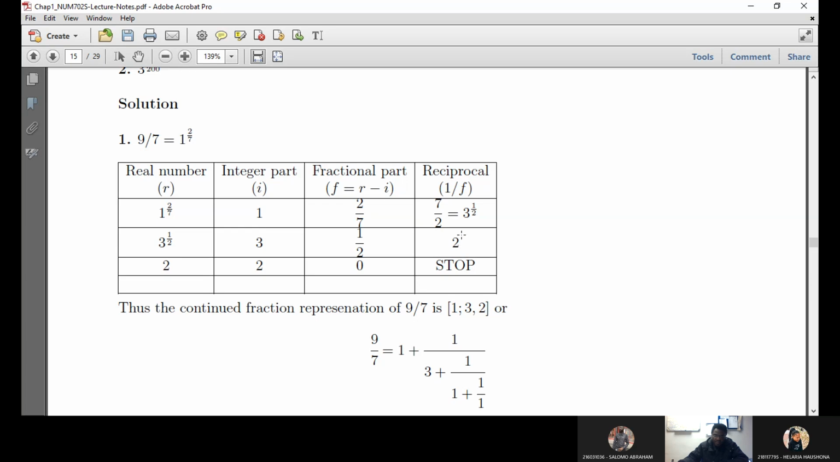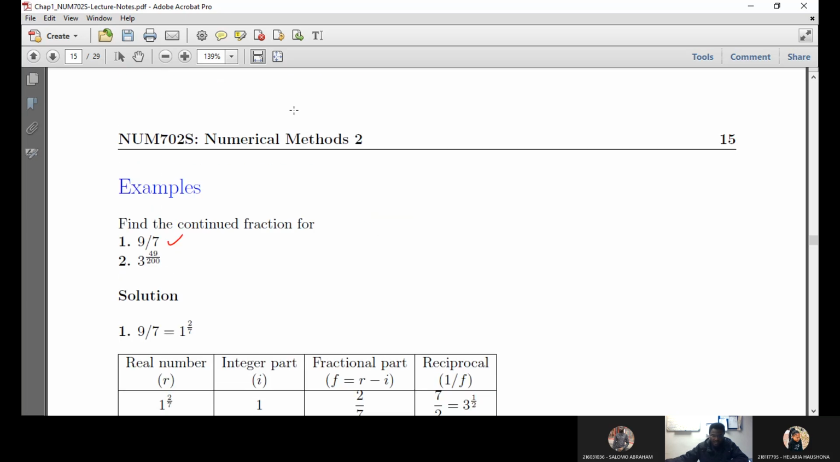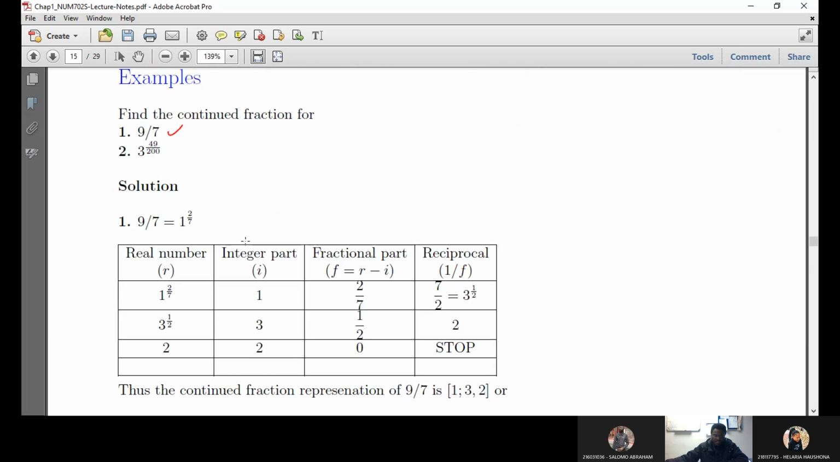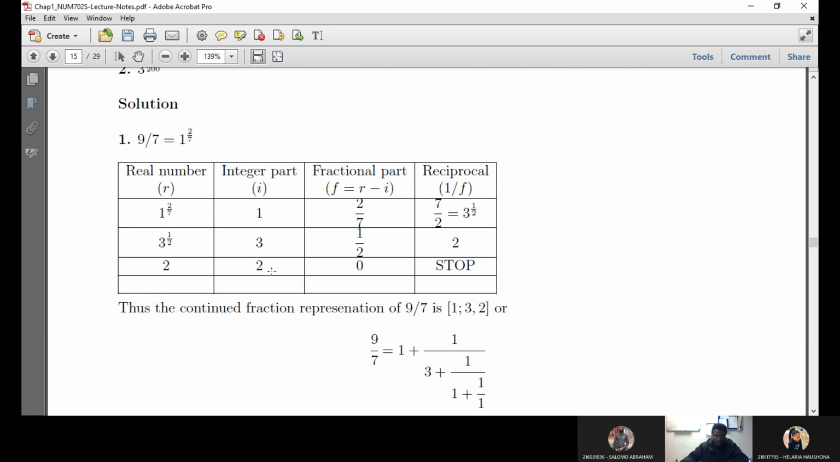Now, since the real number is already an integer, we'll stop. Because if we take it here, you can see that the fractional part is 0. When we take the real part and the fractional part, which is 0, we stop. Because remember, we say we stop when the fractional part is 0 here in the algorithm. If the difference, of course, which is the fractional part, is 0, we stop. And that's what we have here. We stop. Now, once we stop, we collect now. We collect everything.